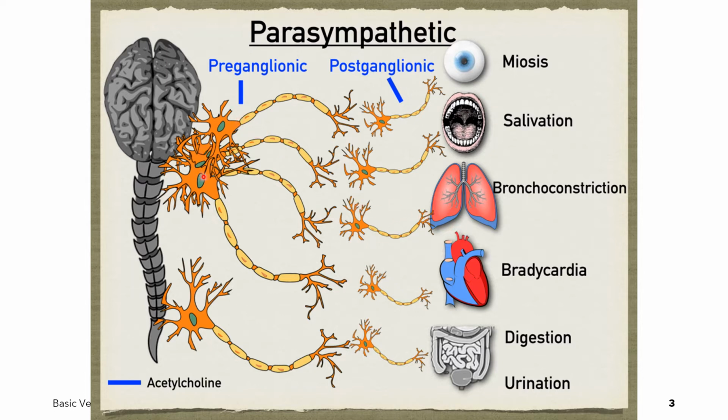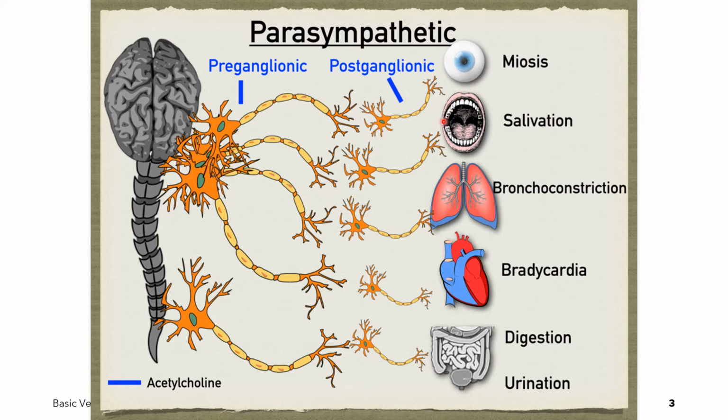We have four cranial nerves now that arise from the brainstem. You have the cranial nerve number 3, cranial nerve number 7, 9, and 10. These are the sacral spinal nerves that also have a parasympathetic function. For its innervation in the pupil of the eye, it induces miosis or the constriction of the pupil.